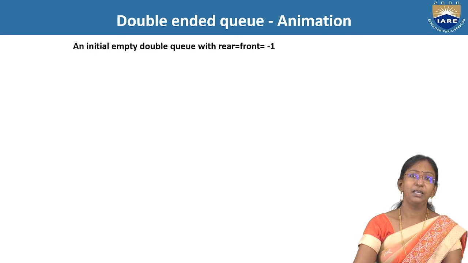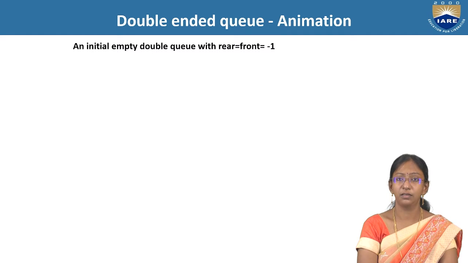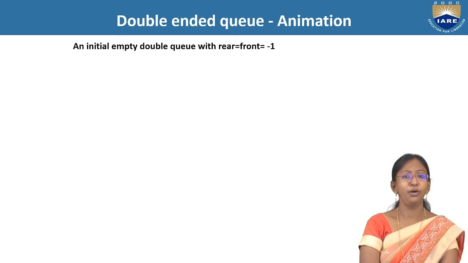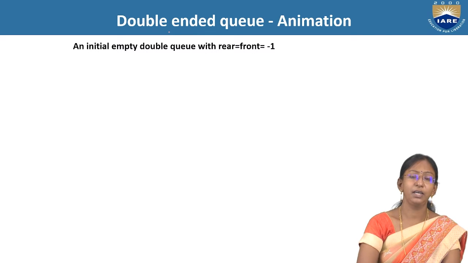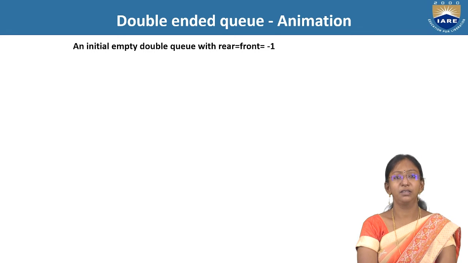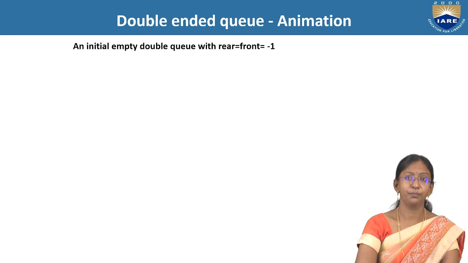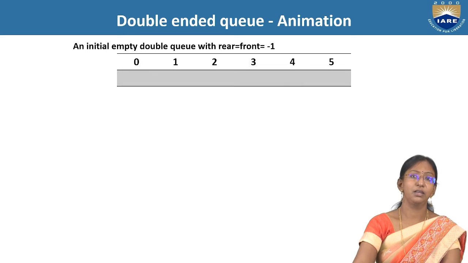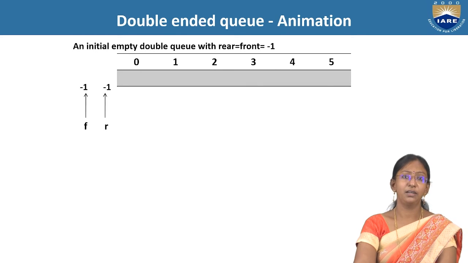Basically, when we call a queue empty, whether it is a circular queue, double-ended queue or a linear queue, the basic idea is the same. If the front and rear have the default value, which is -1, it indicates that the queue is empty, right? So this is the case where the queue is empty. I have taken 6 contiguous memory locations which are going to act like a double-ended queue. Initially, the front and rear are initialized as -1.